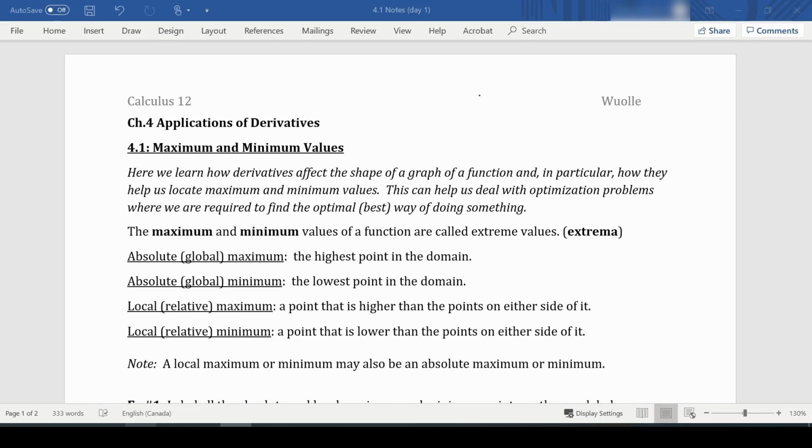Hello and welcome to our first lesson of Chapter 4. This is section 4.1, talking about maximum and minimum values.